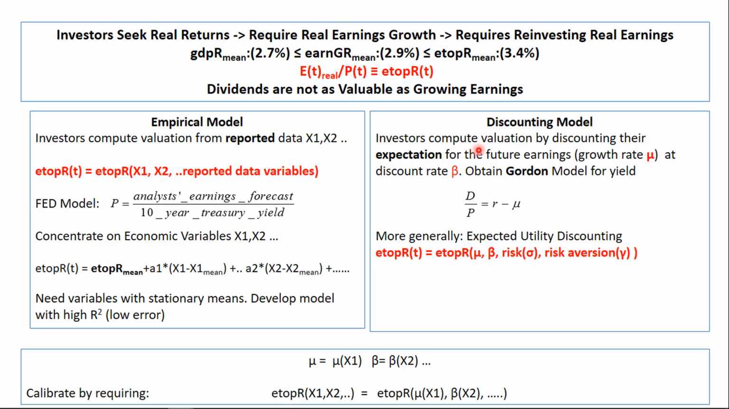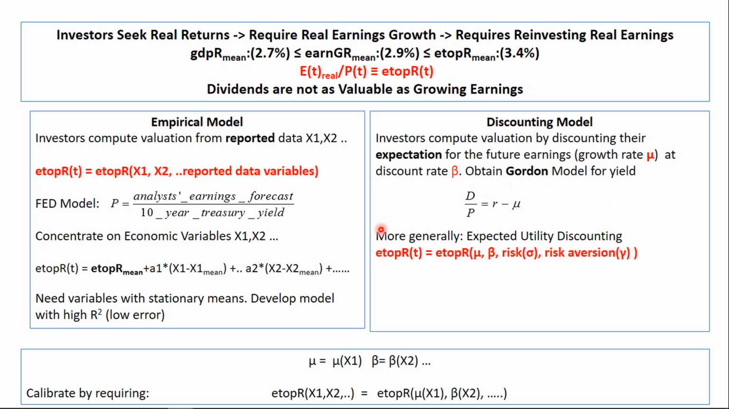So if you discount a constantly growing stream of earnings, growth rate mu, and in what I do, the Greeks will be relevant to the discounting model. They're based on expirations and expectations and parameters of the model, and one also needs to assume a discount rate beta. And if you do that, you obtain the Gordon model for the yield. It's very simple: the dividend yield is R minus mu, where R is a so-called required yield, and it's related to the discount rate or the required return on capital.